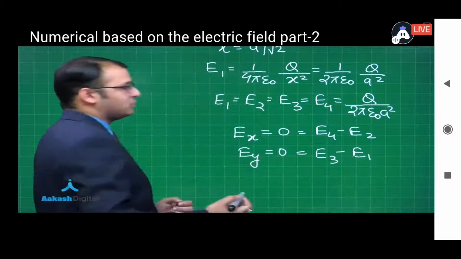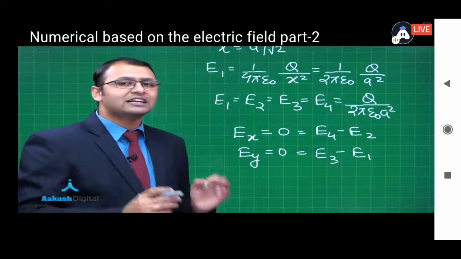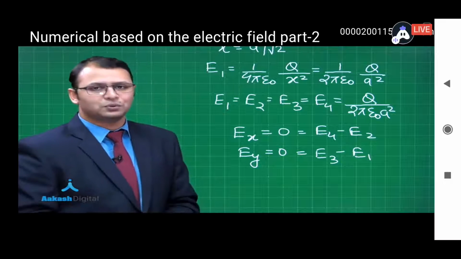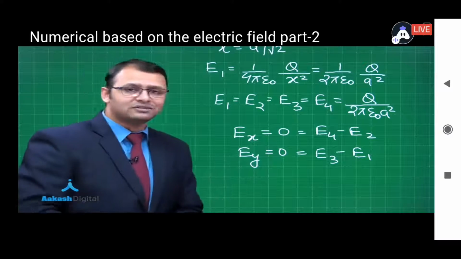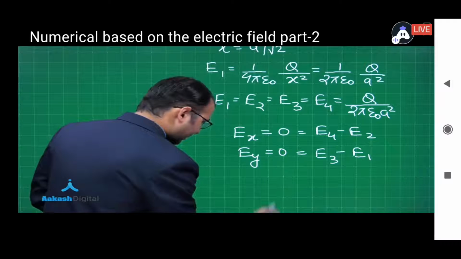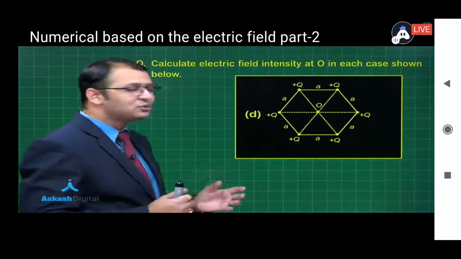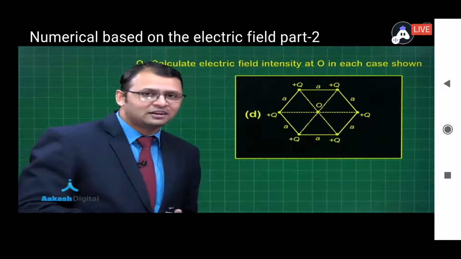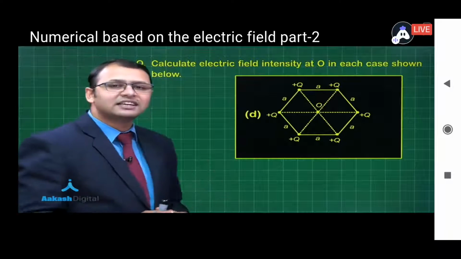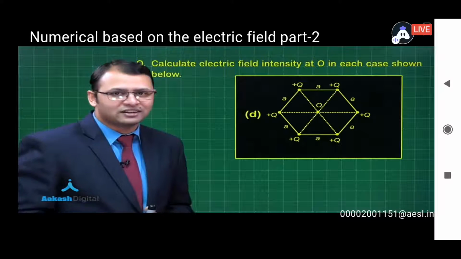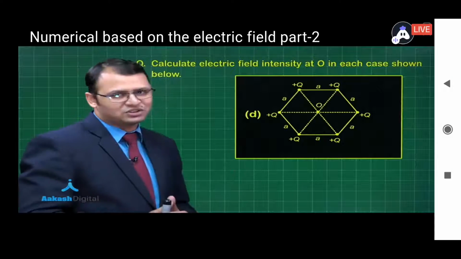Right? So again, by symmetry, the electric field at O is 0. I hope you have understood this one very easily. Let's move ahead. Now when you see this one, it seems to be a dangerous question. There are too many charges. But open your eyes and see it. Frankly speaking, it's a very easy question.